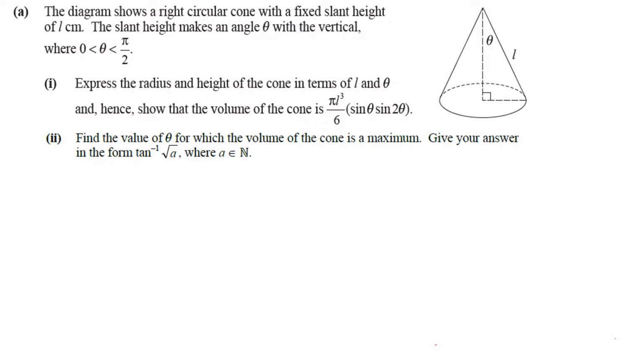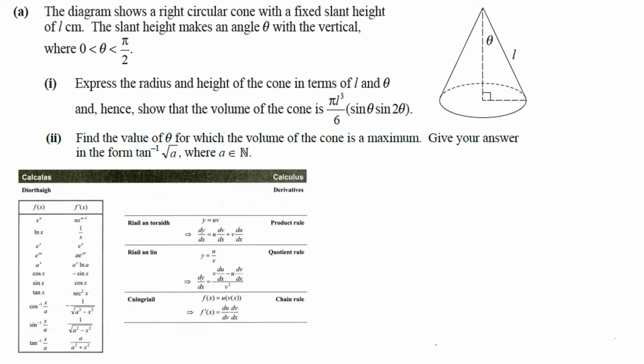Part 2 then asks us to find a value for theta for which the volume of the cone is a maximum. Give your answer in the form tan inverse of root 8. Now don't worry too much about the form they want the answer in. Focus first on the question. It's talking about maximum. So anytime we want a minimum or maximum, we're going to have to use differentiation. So let's look at our derivatives here. And we're working with this formula here. So the volume is equal to pi L cubed over 6 sine theta sine 2 theta.